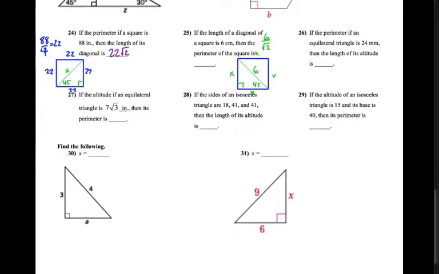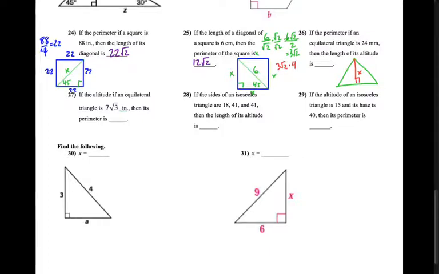6 divided by square root 2, simplify, simplify. I get 3 square root 2 is what x is. That means each of these 4 x's is 3 square root 2. Multiply it by 4 to get 12 square root 2.